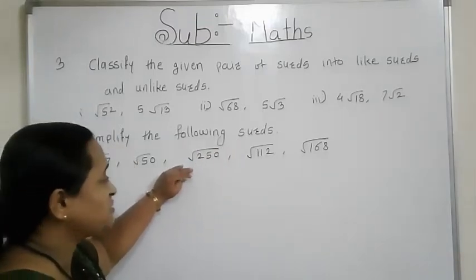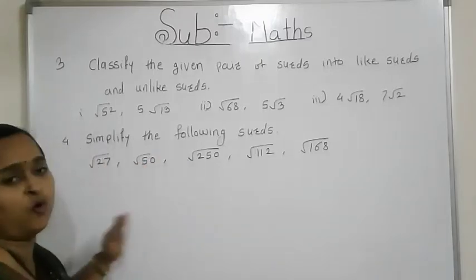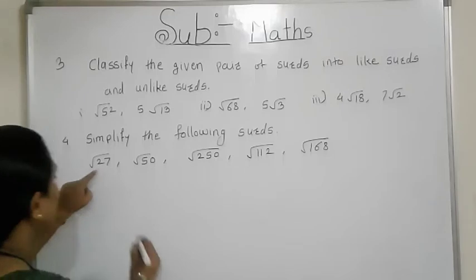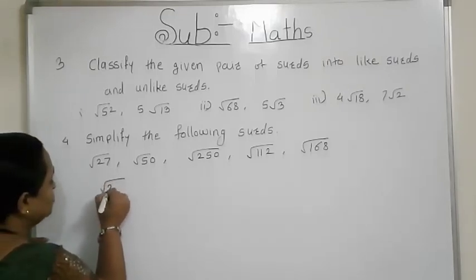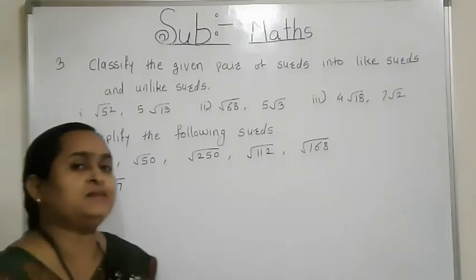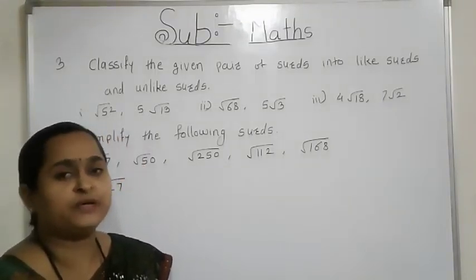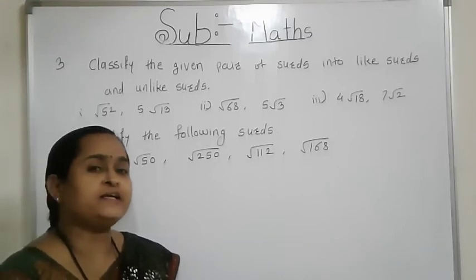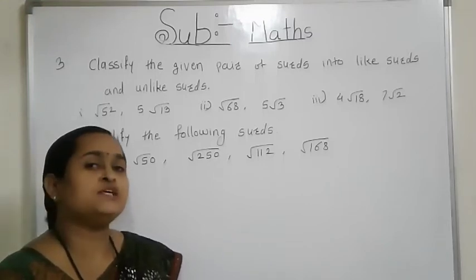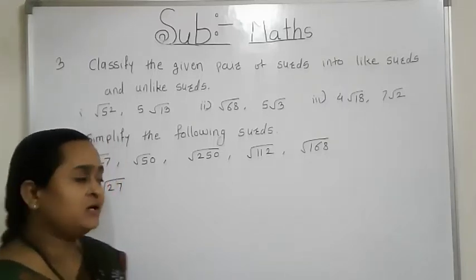Now we have to write down the simplest form of this surd. See, I will tell you the simplest method in this video, how to find the simplest form of the surds. Now see, first example is root 27. If the number is small, then you can easily find it, but if the number is big, then it will be difficult to find and it is time consuming also. So I will tell you the simplest method to find the simplest form of the surd.